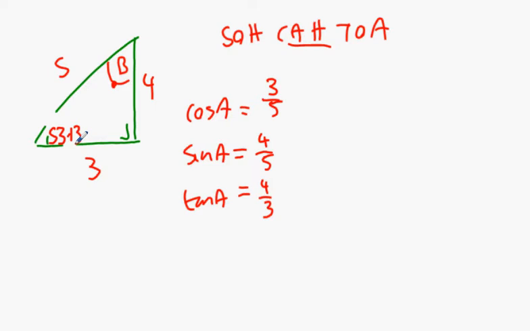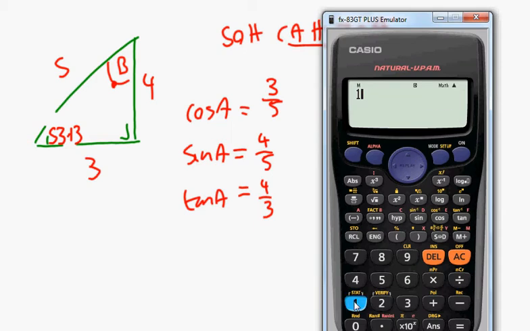Can anybody predict what would be the answer for angle B? There's two ways of doing angle B, isn't there? We can add them up and take it away from 180. So we could, in theory, do 180 minus 53.13, take away 90 degrees. And what we have is 36.87.